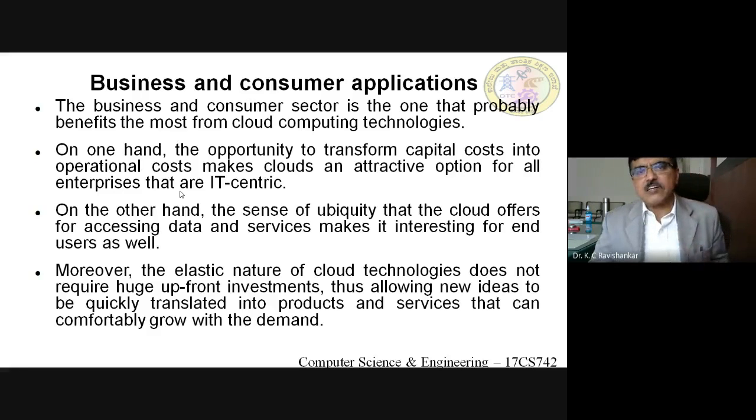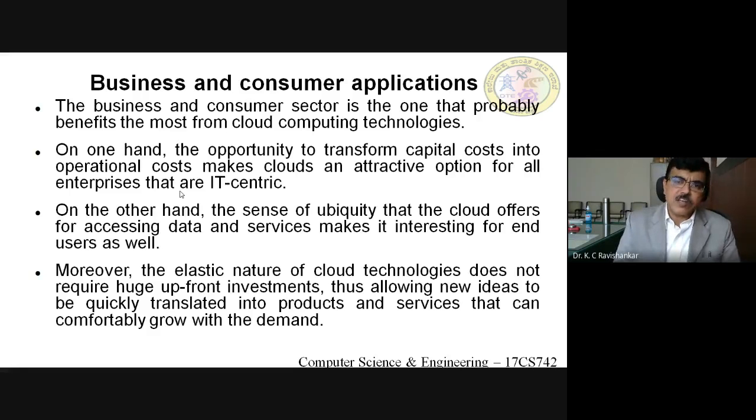The business and consumer sector is the one that probably benefits the most from cloud computing technologies. On one hand, the opportunity to transfer capital cost into operational cost makes clouds an attractive option for the enterprises that are IT centric. We can easily understand there is a two-wheeler facility which has been recently extended to all students also. How do they handle it? It is also handled through the cloud.